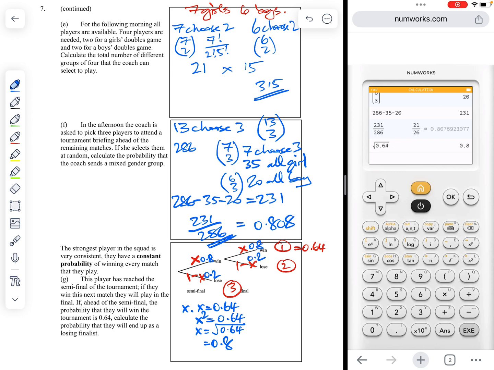What do we want? We want to find out the probability to be a losing finalist, which is pathway 2. Pathway 2 is 0.8 times 0.2, which is 0.16. There is a 16% chance, a 0.16 probability that this player will end up as a losing finalist.